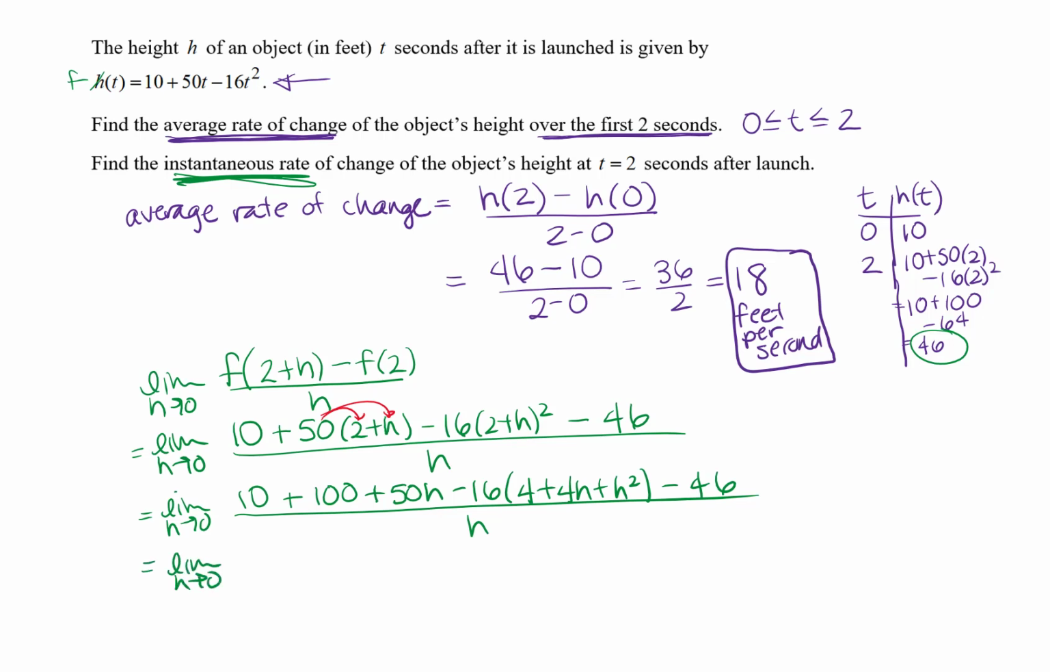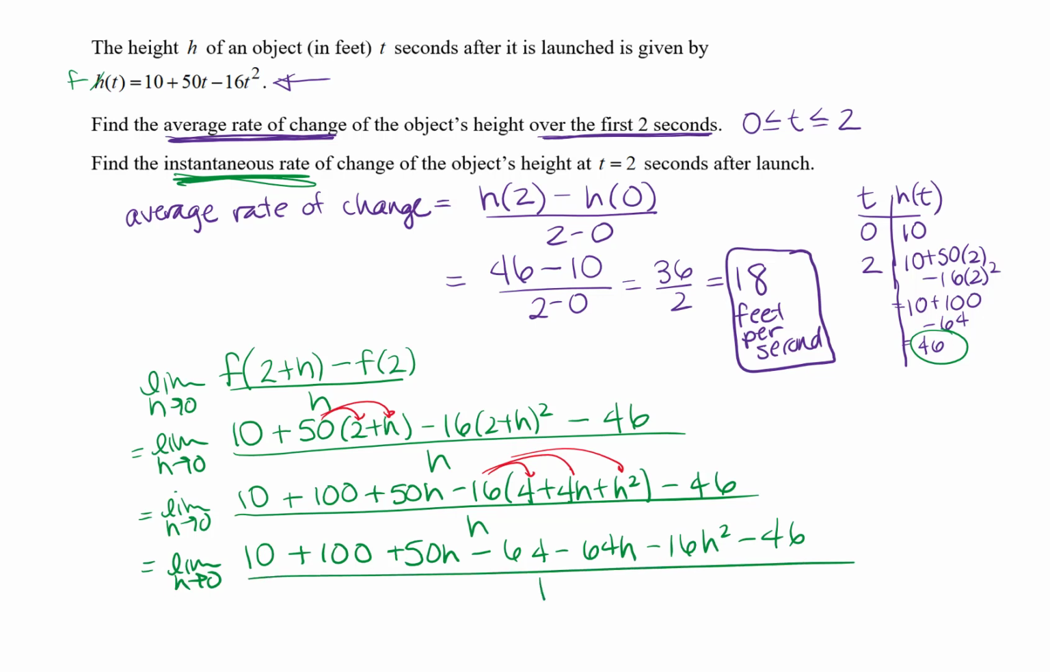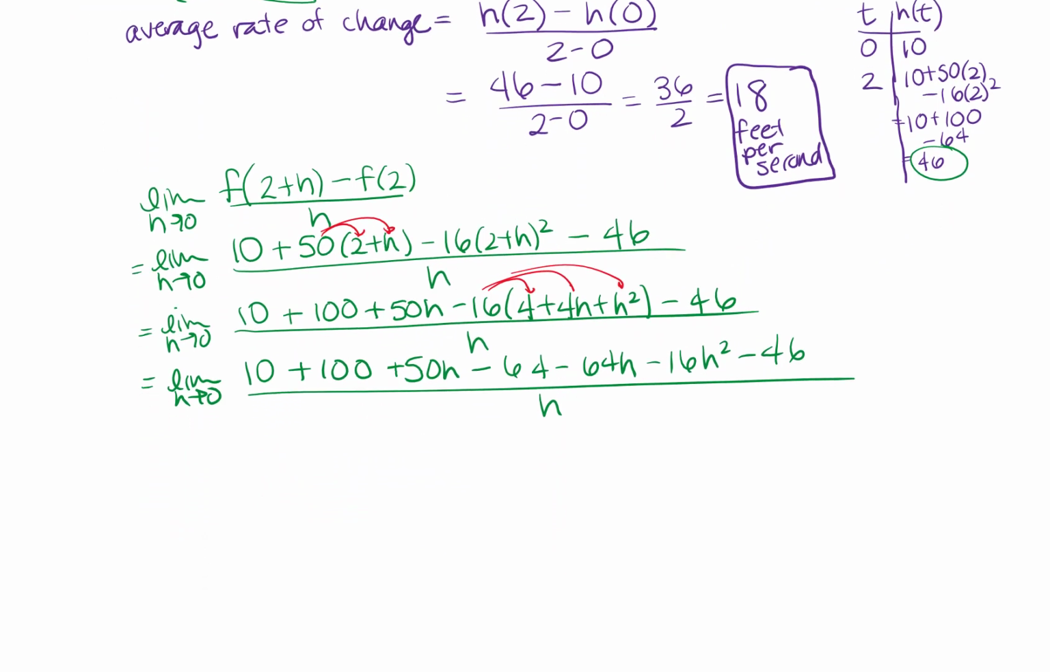Okay, so I need to be careful to make sure every little detail is correct here and I'm not losing a negative sign or forgetting a term. Okay, so I'm going to distribute through the minus 16. So I will have minus 64 minus 64h minus 16h squared, and then I still have my minus 46, and that whole thing is over h.